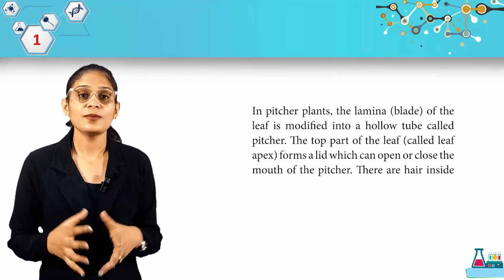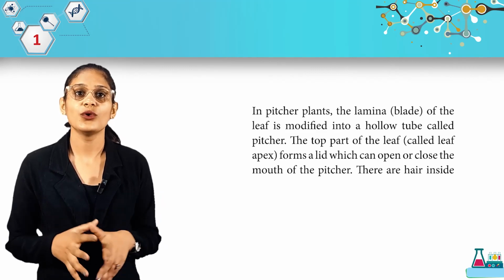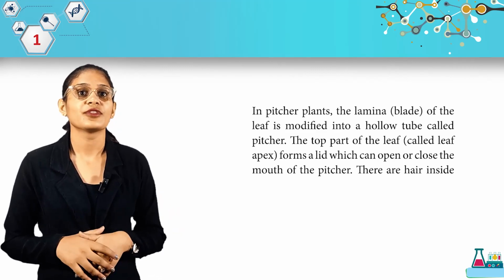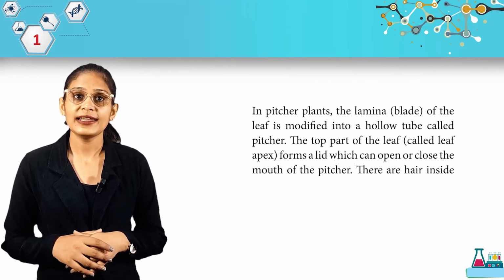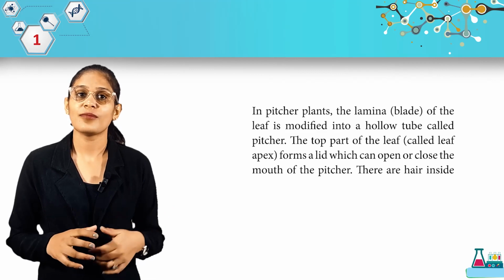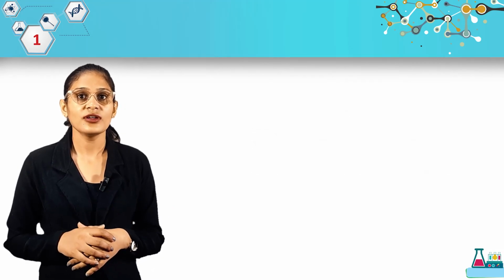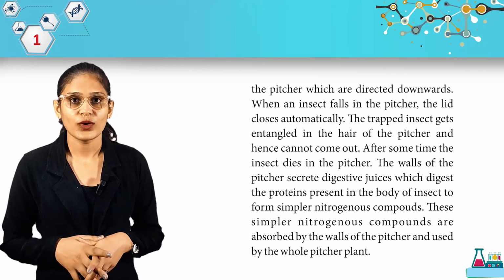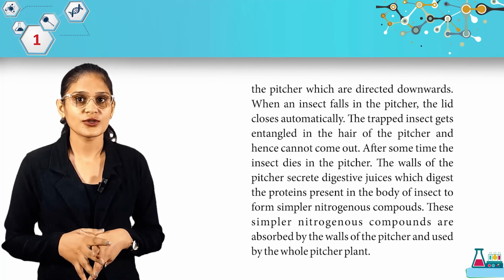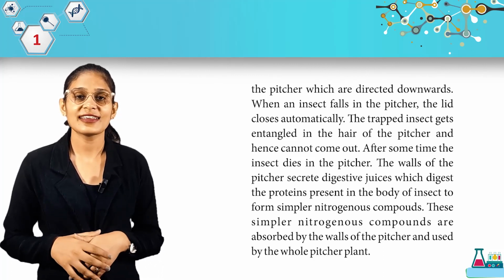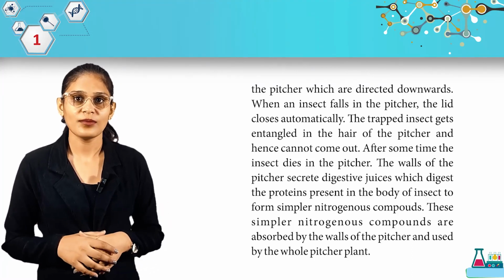Here, in pitcher plant, the lamina blade of the leaf is modified into a hollow tube called pitcher. The top part of the leaf, called leaf apex, forms a lid which can open or close the mouth of the pitcher. There are hairs inside the pitcher which are directed downwards. When an insect falls in the pitcher, the lid closes automatically. The trapped insect gets entangled in the hair of the pitcher and hence cannot come out.